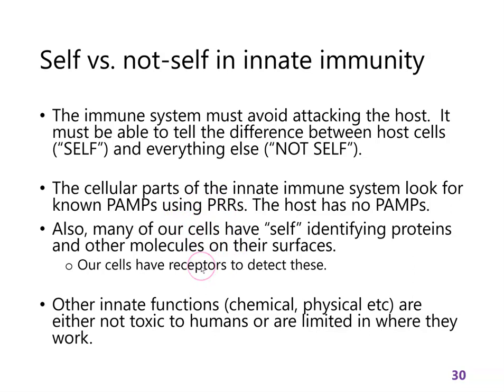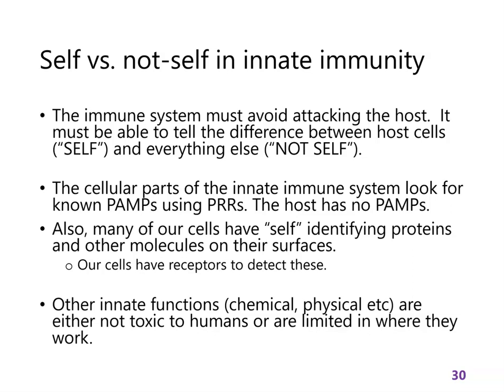Additionally, our cells have markers on the outside. And by marker, I mean a molecule that identifies it as something. So our cells have surface molecules that identify them as neurons or keratinocytes or whatever kind of cell. And macrophages have receptors for those too. So a macrophage can see, oh, this is one of our own cells. Don't mess with this cell. So the cellular parts of the innate immune system have hard-coded, built-in ways to identify invaders and to recognize ourselves.